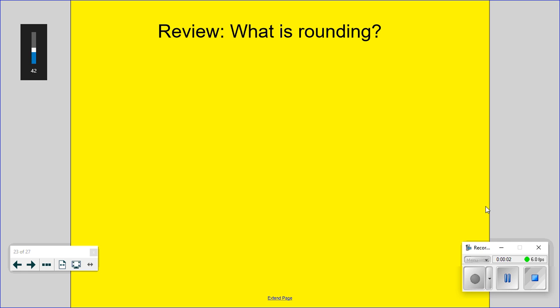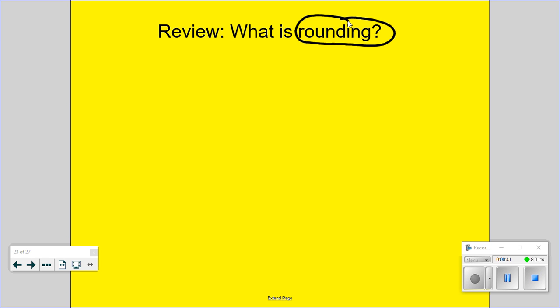What is rounding? Alright, let's circle the word rounding and tell me, what do you remember about what rounding is? If you need to go back and look in your math notebook, there might be some helpful clues in there about what rounding is.